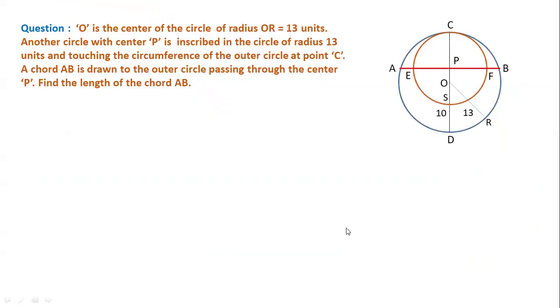So if you see here, O is the center of this outer circle, and OR is the radius of this outer circle. And the radius is 13 units. Inside this circle, you have another, smaller circle inscribed in it and touching the outer circle at point C. P is the center of this inner circle.